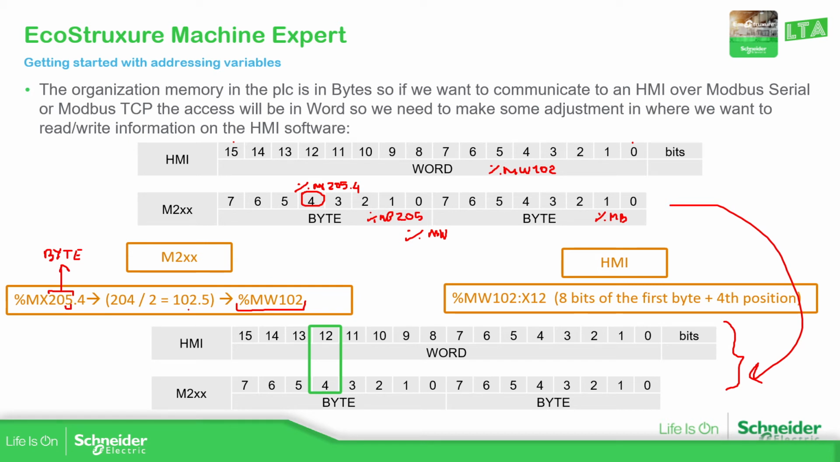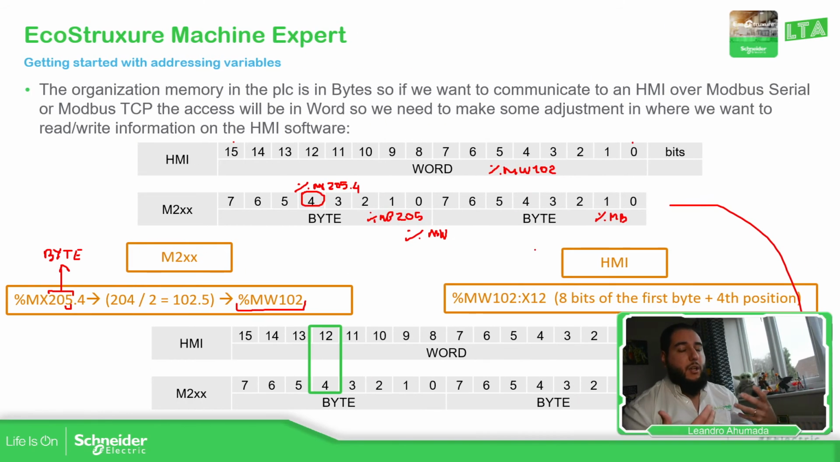If we know that it's going to be the odd number, it's going to be on this side of the byte. In order to get this value, the 12, the simple way is, we know that the first byte is going to be 8. We just need to add the 4th position. 8 plus 4 is going to be 12. It's going to be located in here, just to have a rough idea of how you can access.